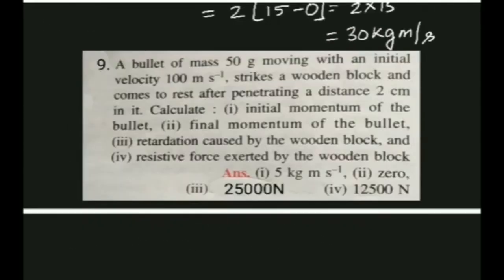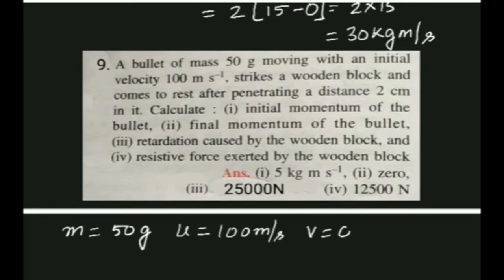Now come to question number 9. A bullet of mass 50 gram. So m equals 50 gram. u equals 100 meter per second. Strikes a wooden block and comes to rest. Come to rest means v equals 0. After penetrating a distance of 2 centimeter. So this also we have to convert into meter later on.